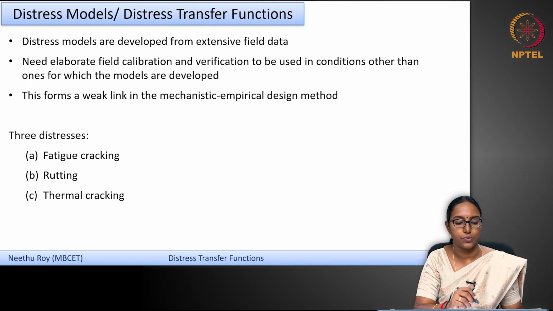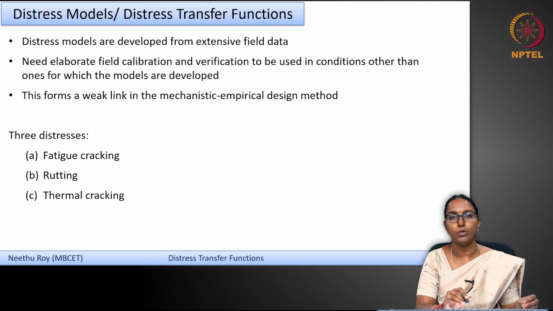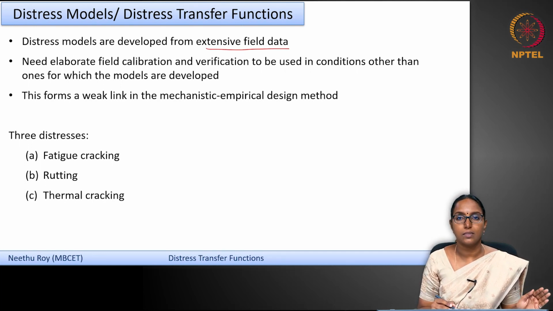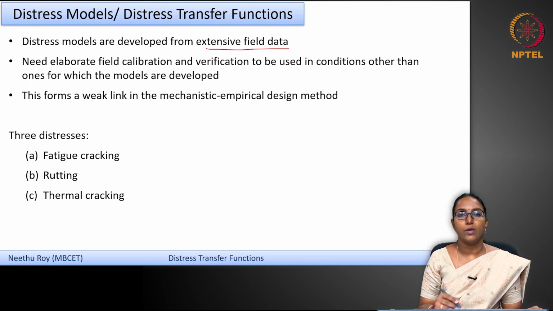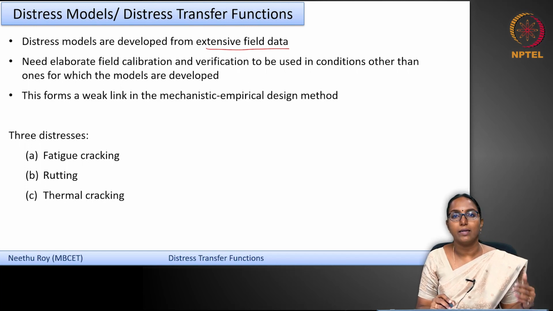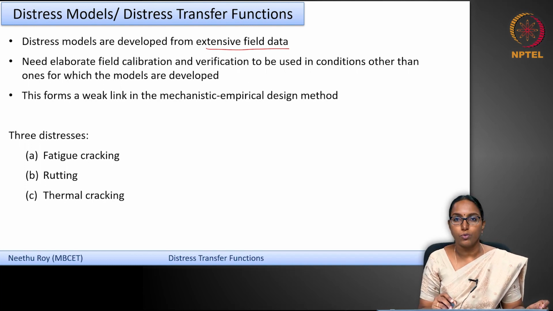Now, what are these distress prediction models? Distress prediction models, as the name suggests, should be able to predict how the distresses happen in the structure. You can develop these distress functions, or you call them distress transfer functions, from extensive field data. Okay. Now, if you use certain field data for the development of these distress functions, it cannot be directly used as such in other conditions or other situations.